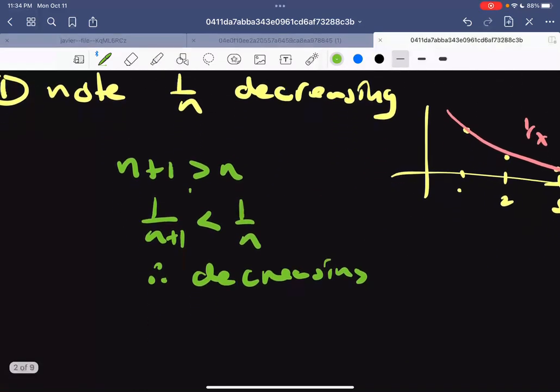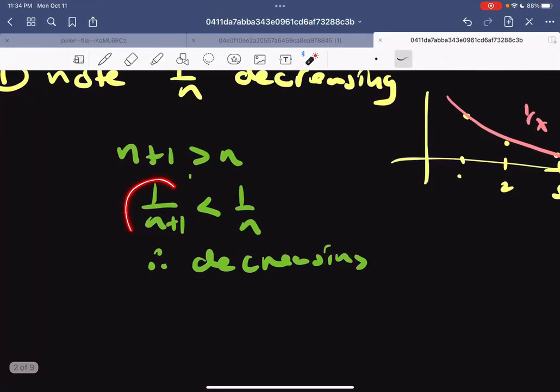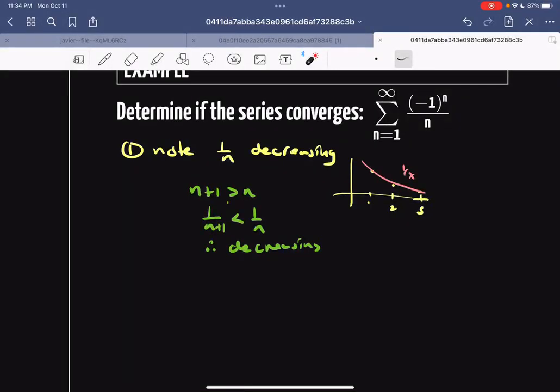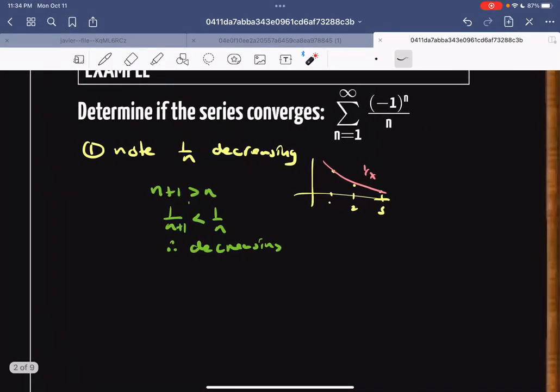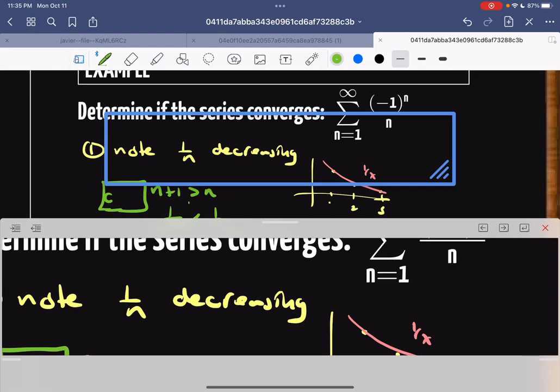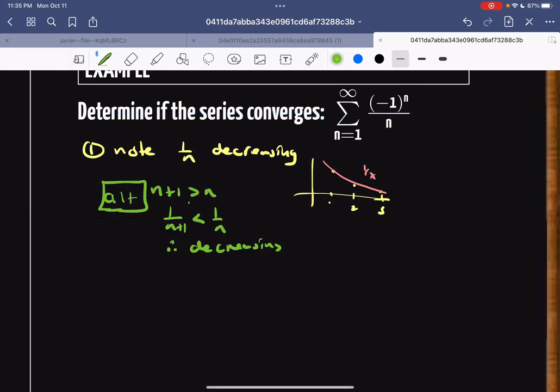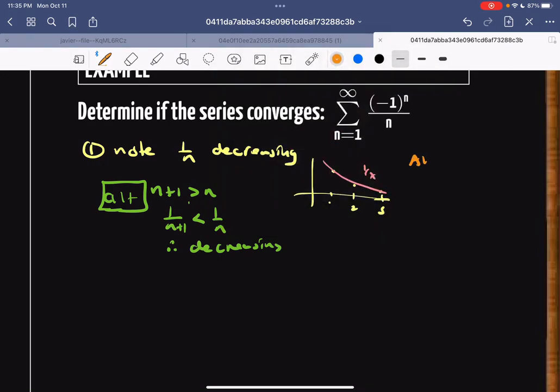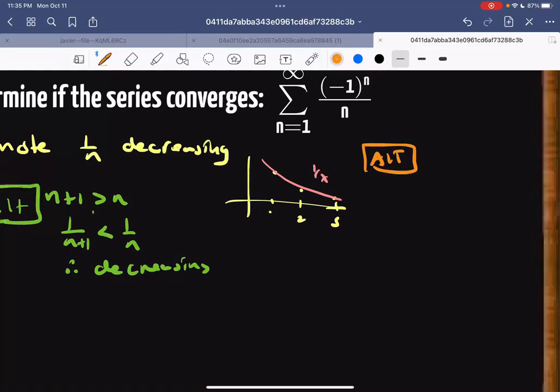Every n plus 1 term is smaller than the previous term. Or you could use some sort of derivative argument. This is an alternative method to show it's decreasing. And of course, even a different alternative method might be just looking at the derivative. If you have f of x is equal to 1 over x, f prime of x is equal to negative 1 over x squared.